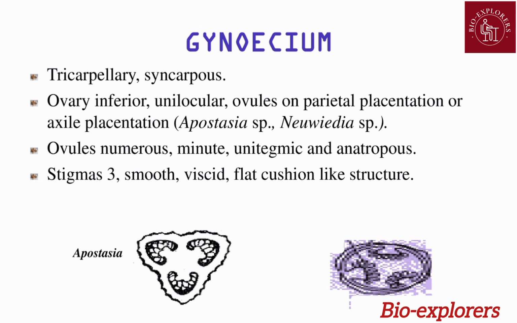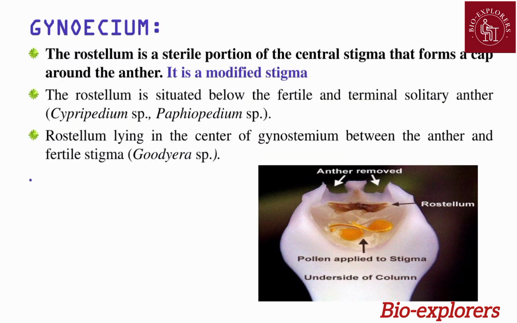The stigma is 3, smooth, viscid, flat cushion-like structure, which is a receptive space for pollen grains during pollination. In Orchidaceae members, the rostellum is also present, which is nothing but a modified stigma, a sterile portion of the central stigma that forms a cap around the anther, which generally acts as a protective covering over the anther. So in monandrous form, only two lateral stigmas are fertile and receptive, while the third stigma is sterile in nature. That third stigma generally forms a cap, that is rostellum.